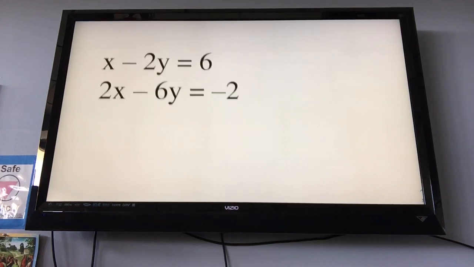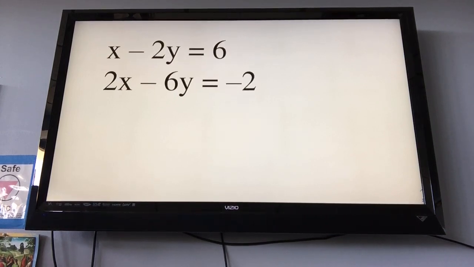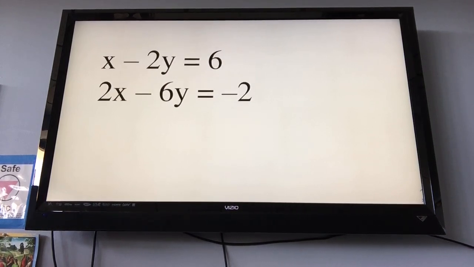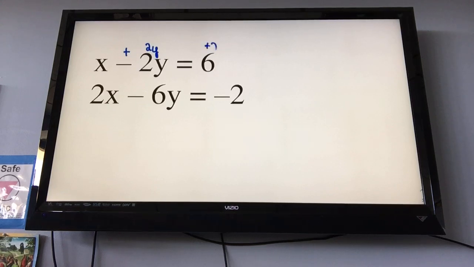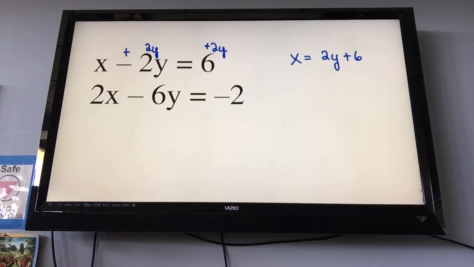Okay, let's do this one, and I'm gonna let you try the last one on your own. All right, which variable should I get by itself? Always be smart about this. X. The x on top. So I'm gonna have to do that by adding the 2y. So I'm gonna have x equals 2y plus 6, or 6 plus 2y. It doesn't matter to me which way you order that.